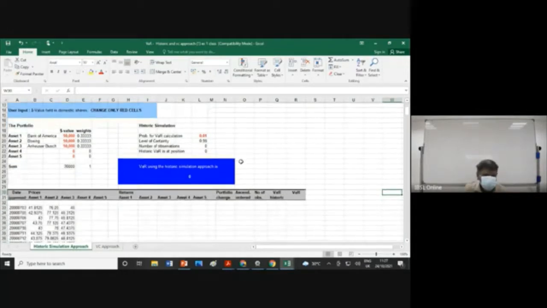So here there are three assets: Bank of America, Boeing, and another company, Anheuser Busch. Let's say you have invested 30,000 rupees in three stocks, 10,000 each: asset one, asset two, asset three, in equal proportion, like 0.33, 0.33, 0.33. So now we want to compute first the historic simulation VaR for different confidence levels, and then the variance covariance approach. So under the two methods we learned. Now how are we going to do it?